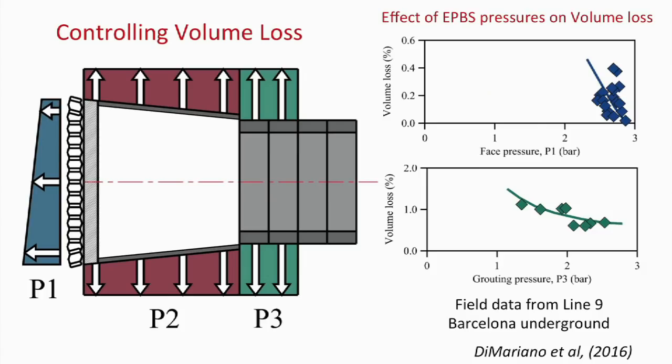And then I come to the end. There is, I think, a very interesting procedure to control displacement, which is to act on the machine itself, and in particular on these three pressures, P1, P2, and P3, that I described previously. Now, our experience in Barcelona in the construction of the metro is that the volume loss is very much controlled by the pressures, P1, P2, and P3. And in fact, when you increase them systematically, the volume loss decreases.